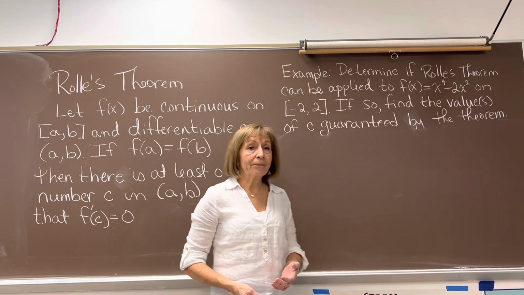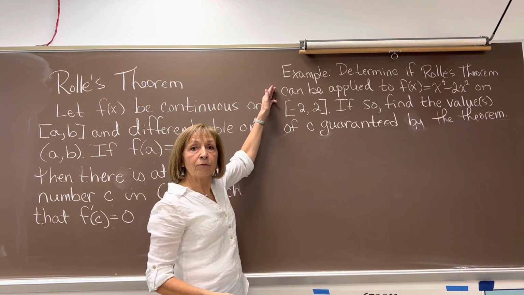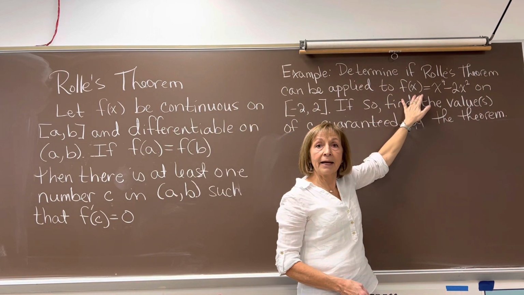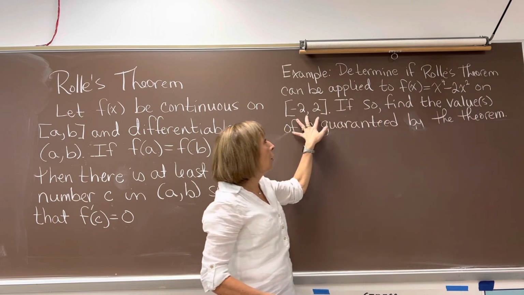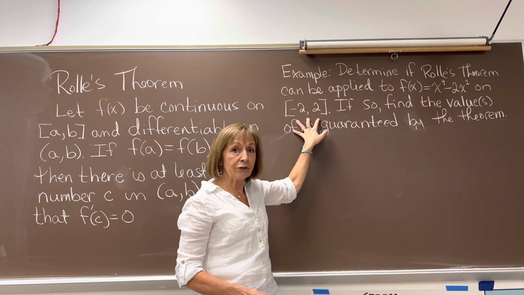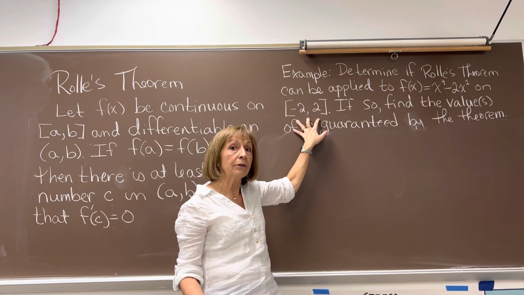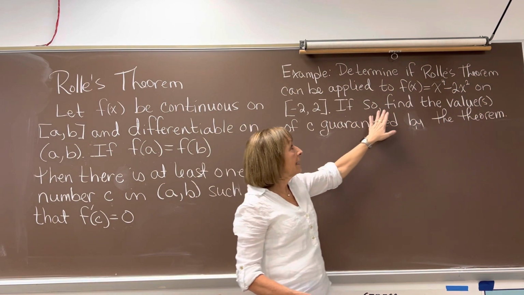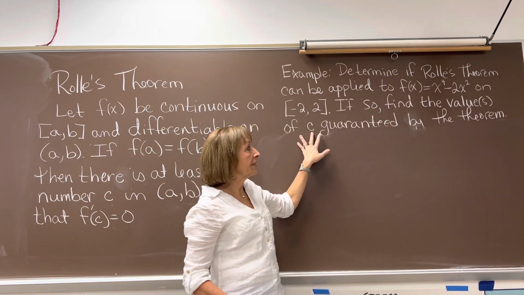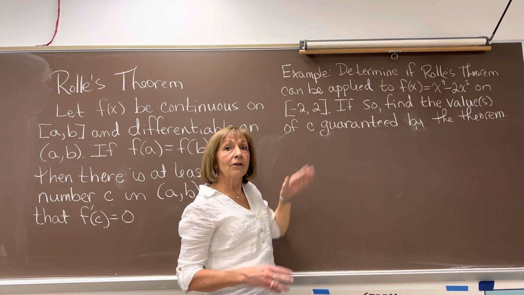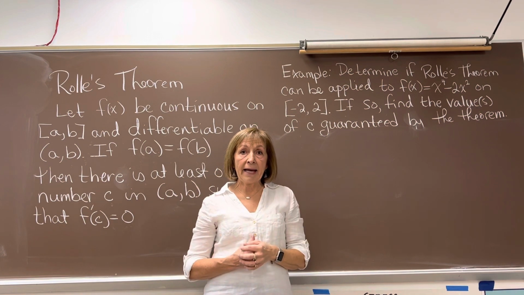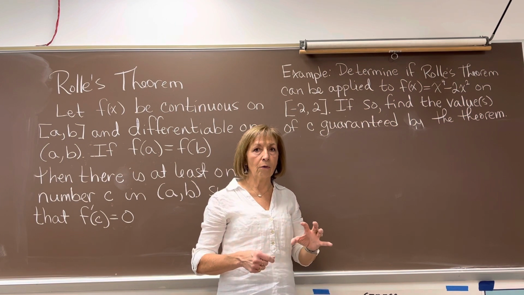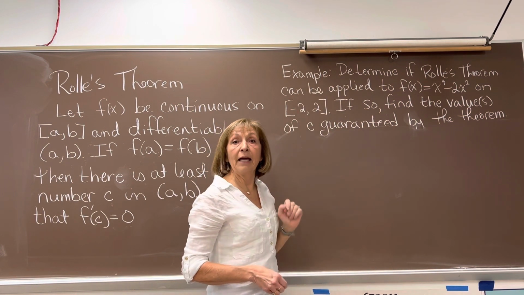Let's look at an example. So here we have: determine if Rolle's theorem applies to f of x equals x to the fourth minus 2x squared on the closed interval from -2 to 2. Remember, brackets mean that you include the endpoint, so that's a closed interval from -2 to 2. And if so, find the values of c guaranteed by the theorem. So when we look at this, we want to keep looking back at what Rolle's theorem says and verify that we're going through the whole process. So determine if it can be applied.